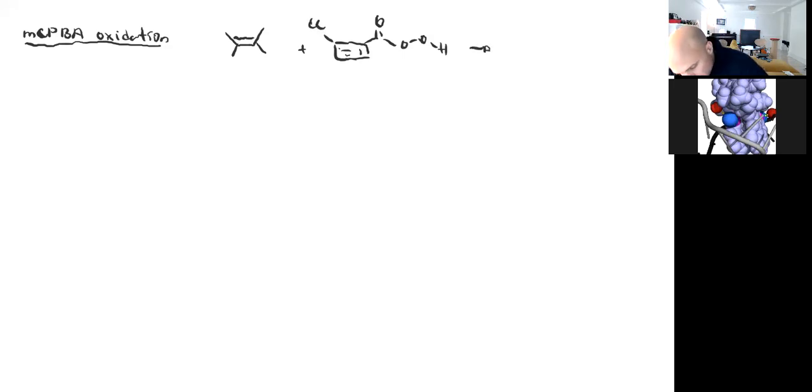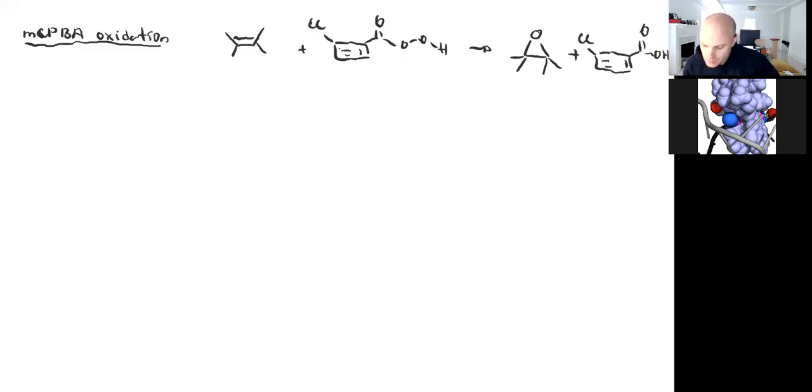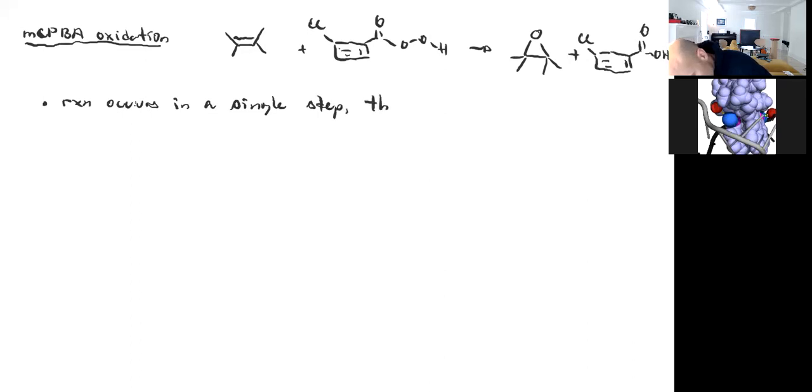And you end up with an epoxide plus metachlorobenzoic acid. So the extra oxygen in the MCPBA comes directly from the peracid. And so this reaction, it's a little tricky to draw, but as I said, the reaction occurs in a single step, through a single transition state. Okay, and if I want to draw it, I'm going to take some room here and just draw it large for y'all.